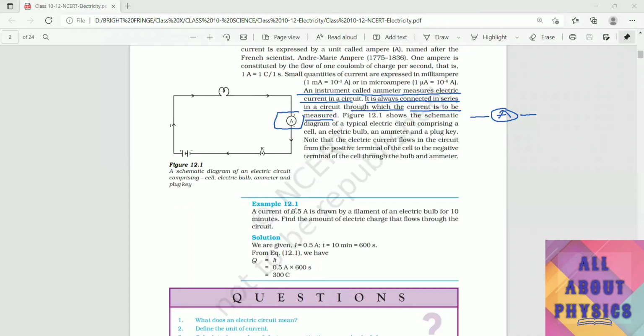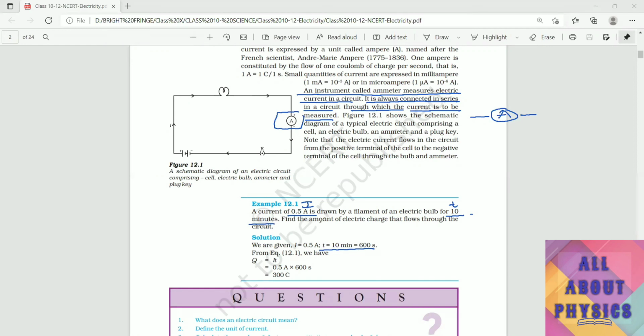Let's try example 12.1 now. Please read the question. A current of 0.5 ampere is drawn by a filament of an electric bulb for 10 minutes. So here we have the value of current. It is 0.5 amperes. We have time. Time is given to you. It is 10 minutes. So first we need to convert this time into seconds. So in 1 minute, we have 60 seconds, right? So 1 minute is 60 seconds. So 10 minutes will be 600 seconds.